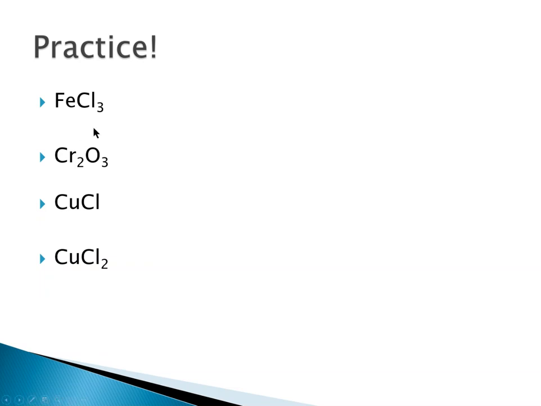All right, so for the first one, FeCl3. I know chloride is a halogen, and all halogens have a charge of -1. Since there's 3 chlorines, the total charge must be -3. Since there's only 1 iron, that means iron has to have a charge of +3 in order to make the compound neutral. So the name is iron 3 chloride.